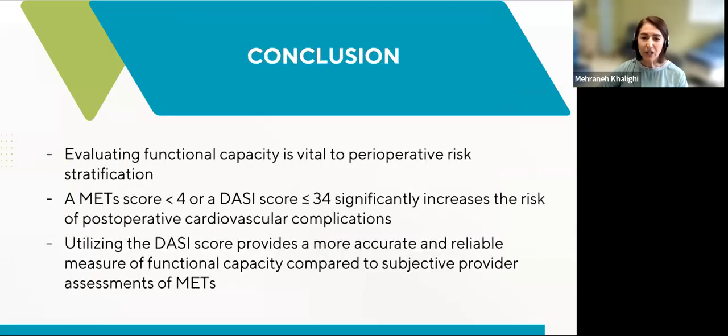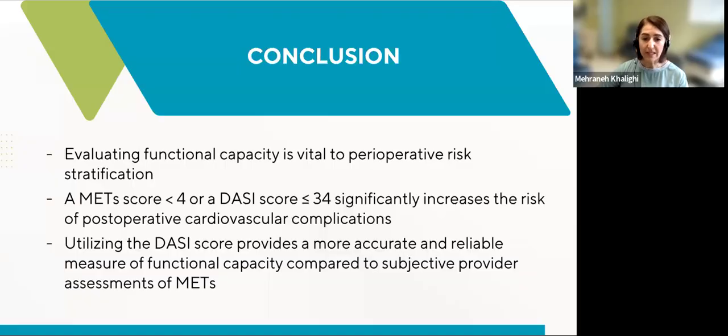In summary, accurate assessment of functional capacity is vital to perioperative risk stratification. A MET score of less than 4 or a DASI score of 34 or lower significantly increases the risk of postoperative cardiovascular complications. And based on the METS study findings, the Duke Activity Status Index provides a more accurate and reliable method for assessing preoperative functional capacity compared to subjective provider assessments of METs.